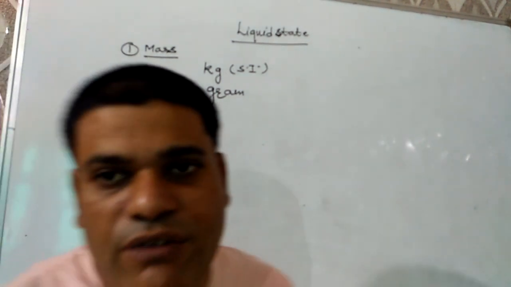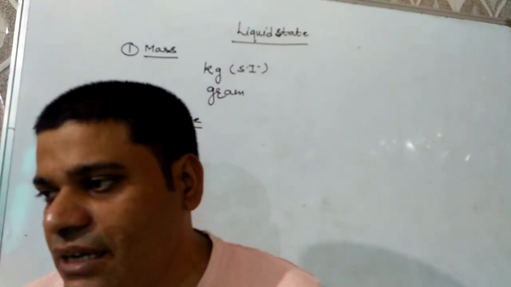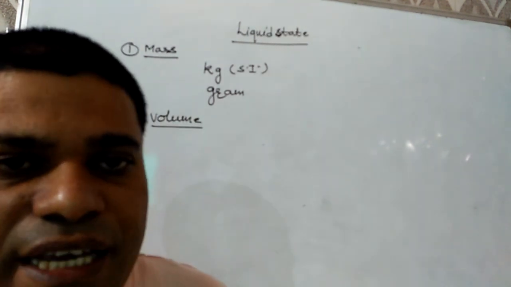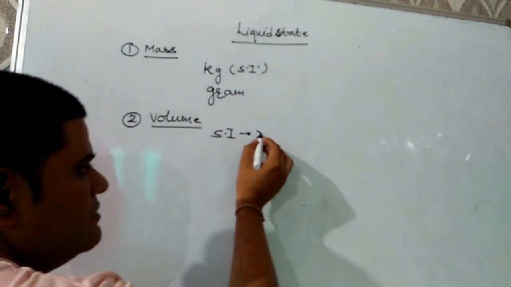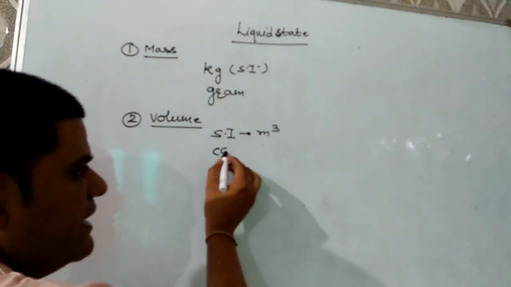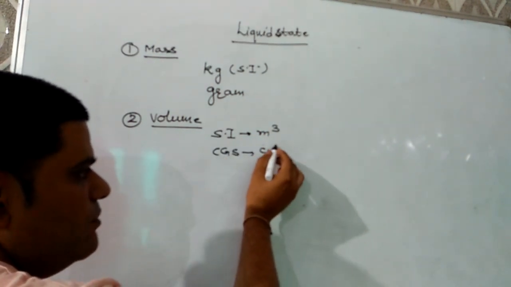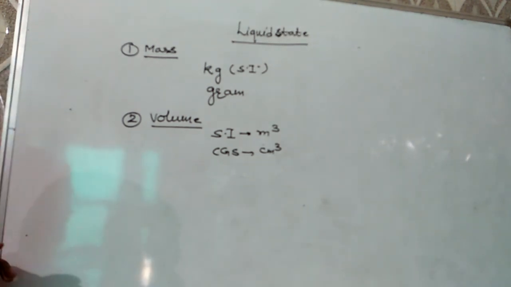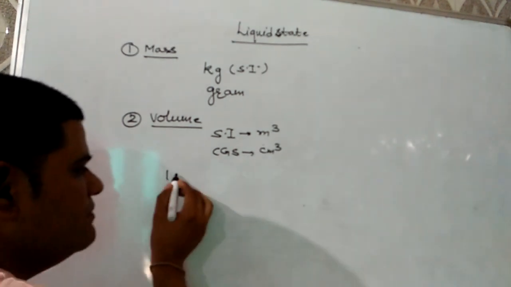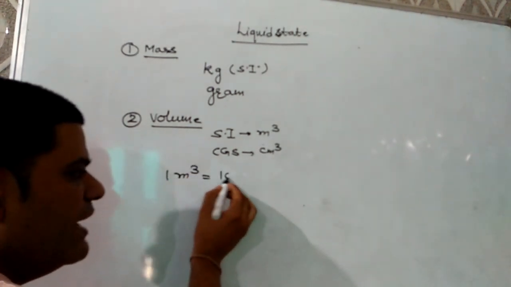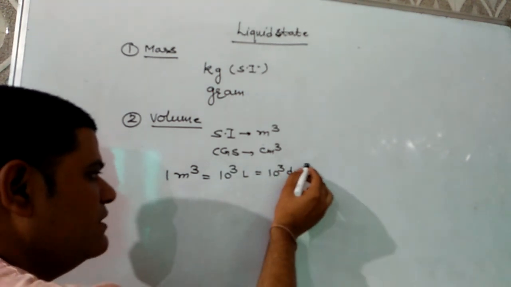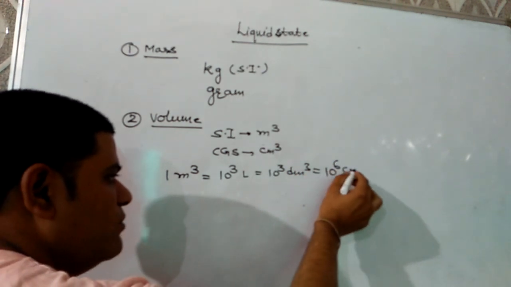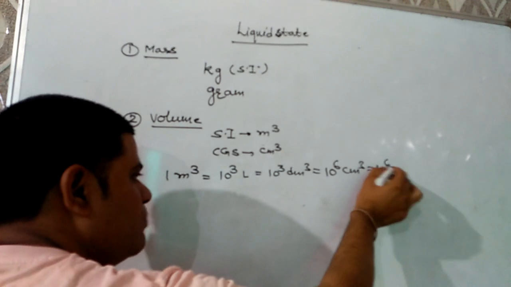Next will be volume. Volume means the storing capacity of any substance, and the volume of a liquid should be equal to the volume of the container. Hence, its SI unit will be meter cube, and the CGS unit will be centimeter cube. Apart from this, other units are also possible: liter, ml, decimeter cube, but the largest unit is meter cube. So 1 meter cube is equal to 10^3 liter, that is equal to 10^3 decimeter cube, equal to 10^6 centimeter cube, and equal to 10^6 ml.